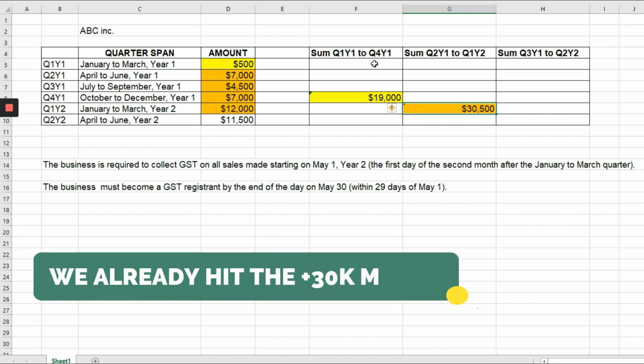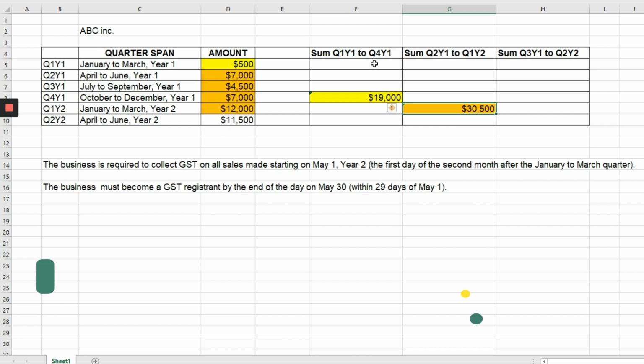Now what we see is the total for Q2 year one to Q1 year two is $30,500. That means that now this business would no longer be considered a small supplier, and therefore they should be registering and collecting sales taxes. So if we were looking at those very hard to understand definitions from the previous slide, the business is now required to collect the GST on all sales made starting May 1st, year two. So that's basically the first day of the second month after the January to March quarter.